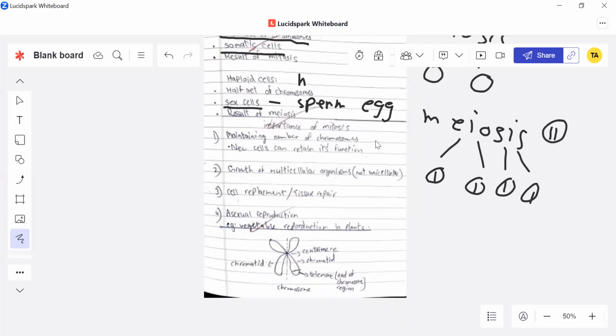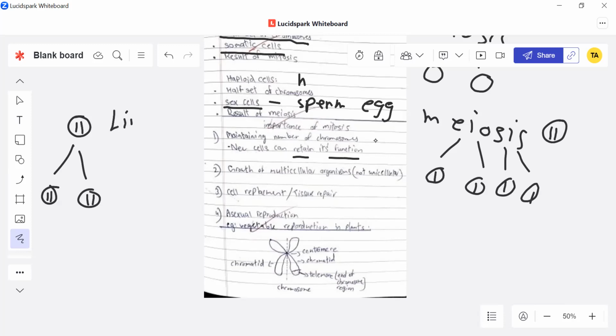So why is mitosis important? Because mitosis maintains the number of chromosomes, and new cells can retain their function. I told you earlier that mitosis gives the full set of chromosomes, meaning if a cell which underwent mitosis had 2 chromosomes, at the end of mitosis, the cells produced would also have 2 chromosomes. So mitosis produces a full set of chromosomes, and this is important in maintaining the cell's function.